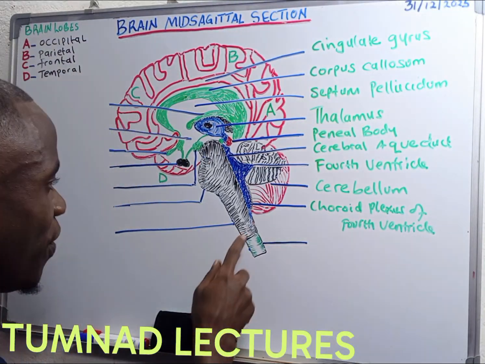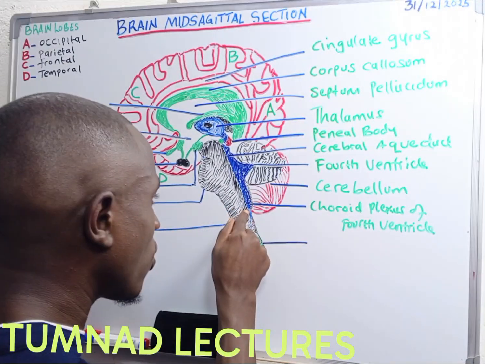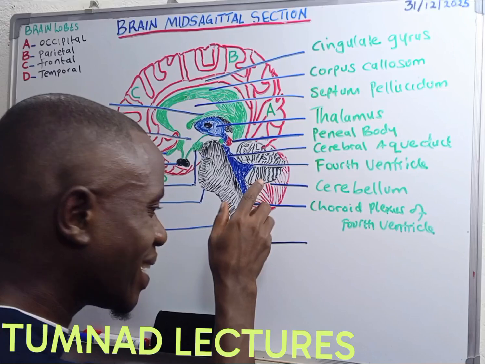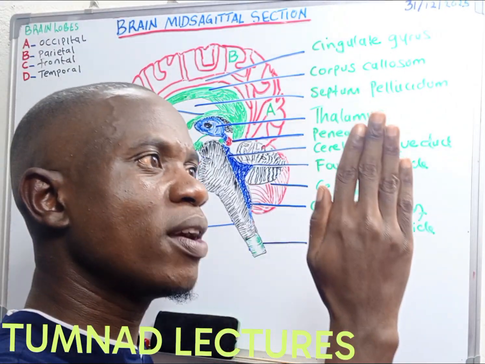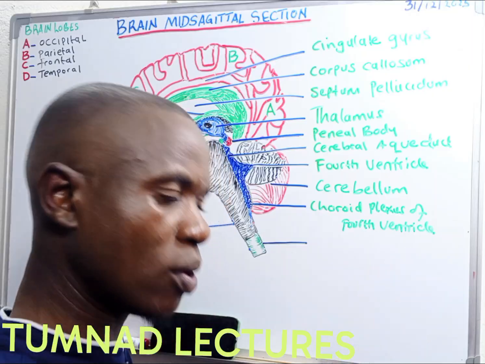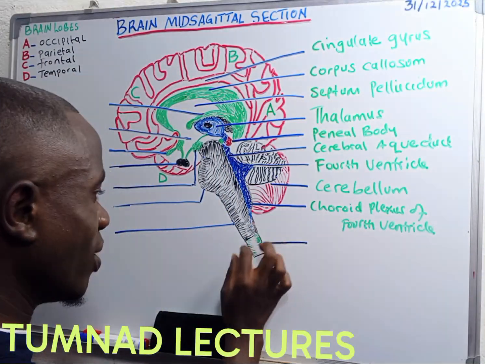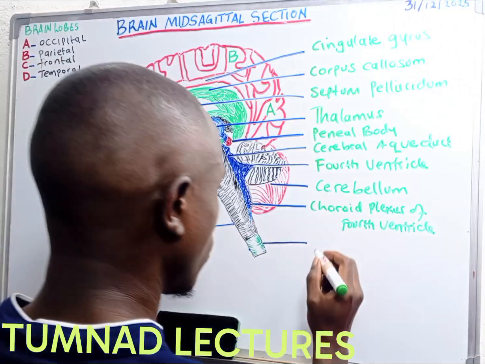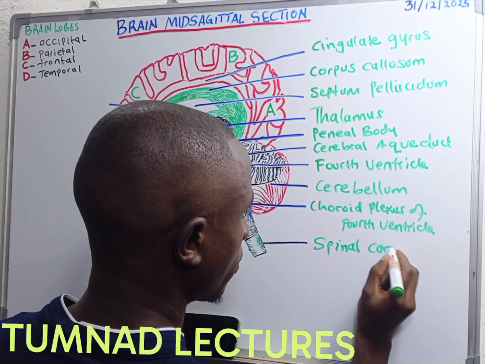Okay. Then from the fourth ventricle, we have a very important canal, which we call the central canal of the spinal cord, which is going to be flowing the cerebrospinal fluid down throughout the spinal cord. So now the whole of this structure here, which is shaded green, is what we call the spinal cord.